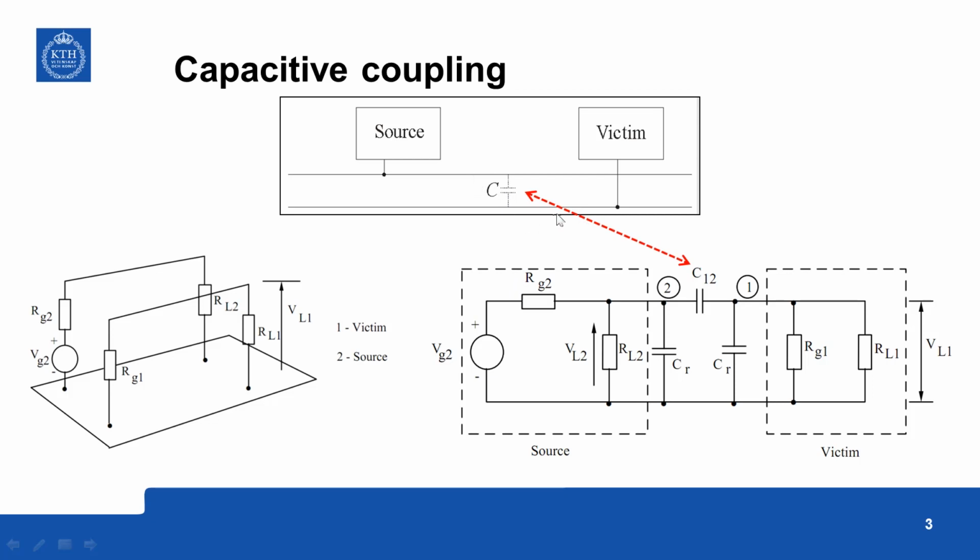The coupling is between two circuits, the source circuit and the victim circuit. This is the source circuit and this is the victim circuit. We use subscript 2 for the source and 1 for the victim. And that coupling capacitance, let's say it is C12. Now we can re-represent this scheme in a more convenient fashion as shown here.